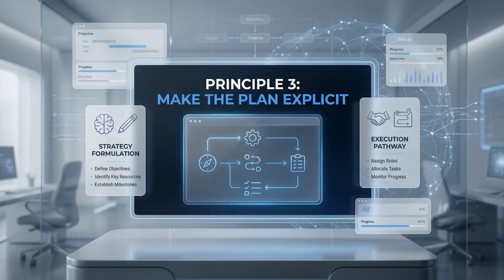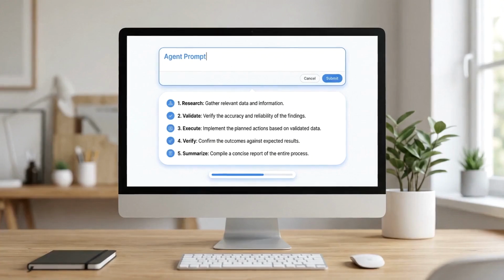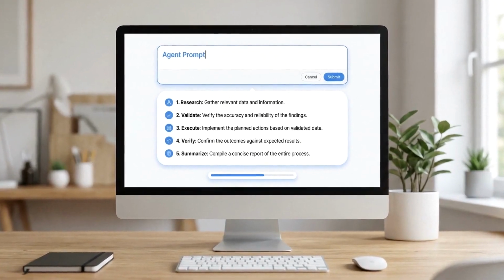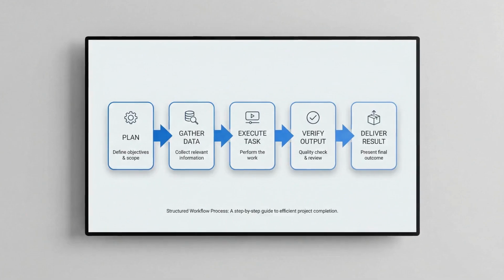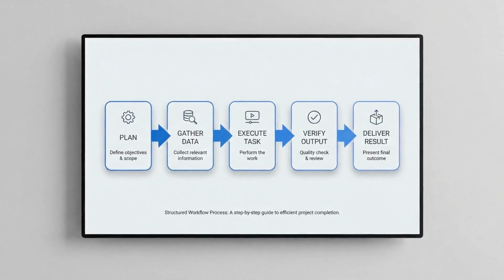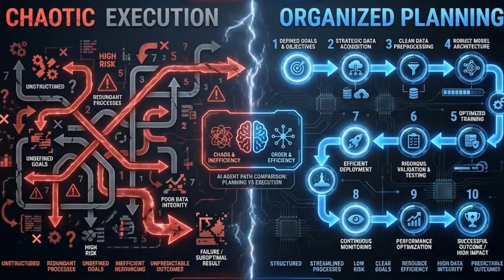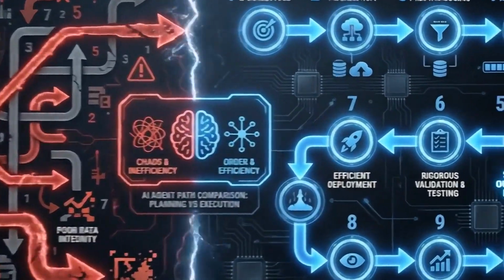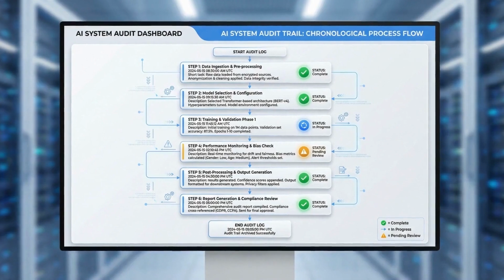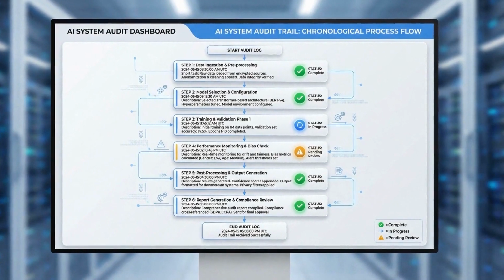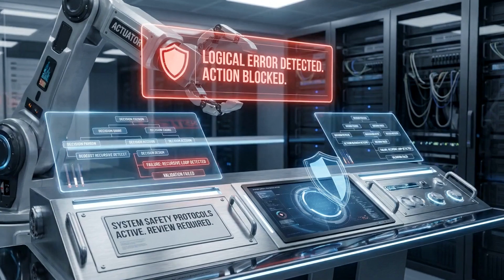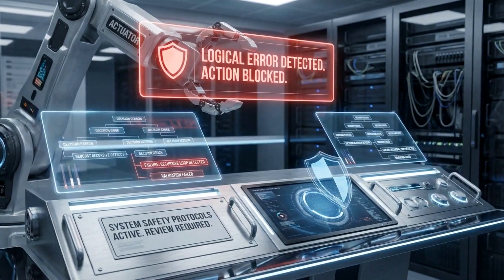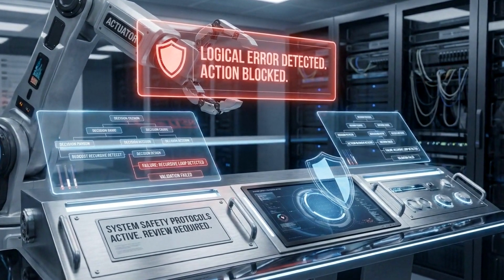Principle 3 is make the plan explicit. Ask for a brief, numbered plan before any action is taken, or provide the required sequence yourself. An agent that plans before acting is far less likely to skip steps or loop indefinitely. And that plan becomes an audit trail where you can catch logical errors before they trigger real-world consequences.